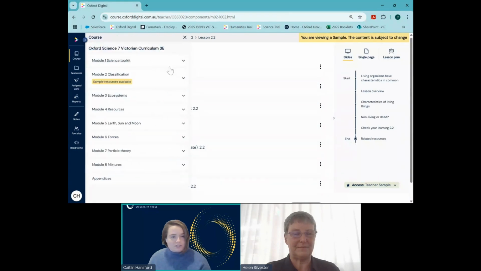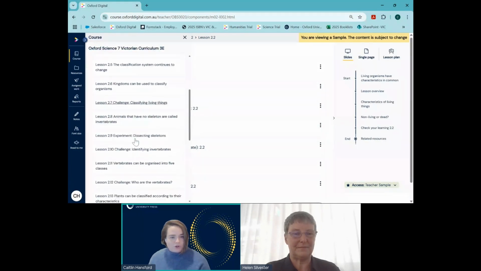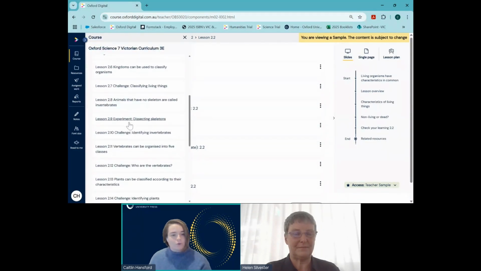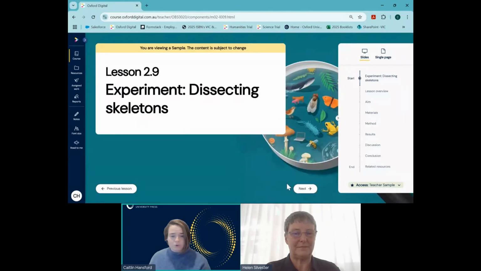For anyone that's used our science book before, you'll also notice that we used to have all of our experiments in one chapter at the end of the book. We now have them in situ in the lessons. So as an example, here is your lesson 2.9 experiment.